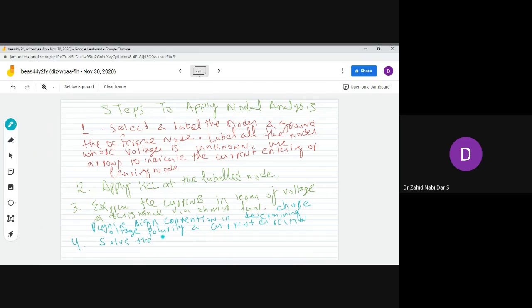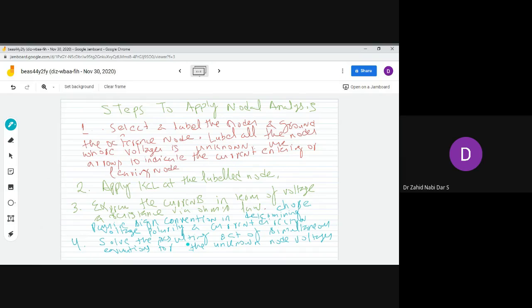Solve the resulting set of simultaneous equations for the unknown node voltages. So this is very good. As far as this is concerned, this is how you will go about nodal analysis.